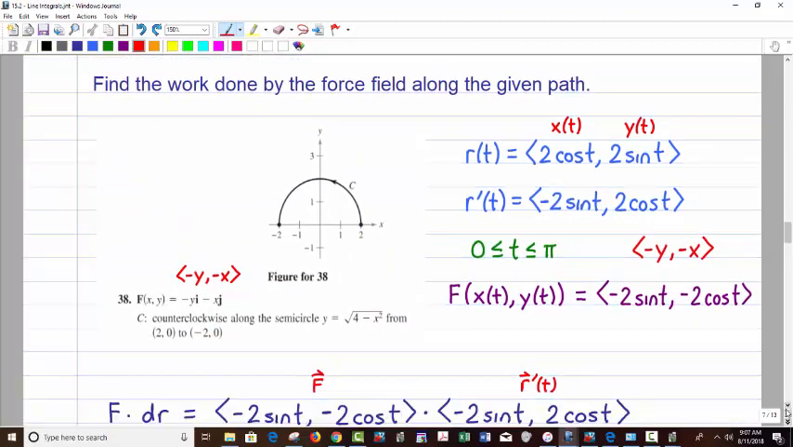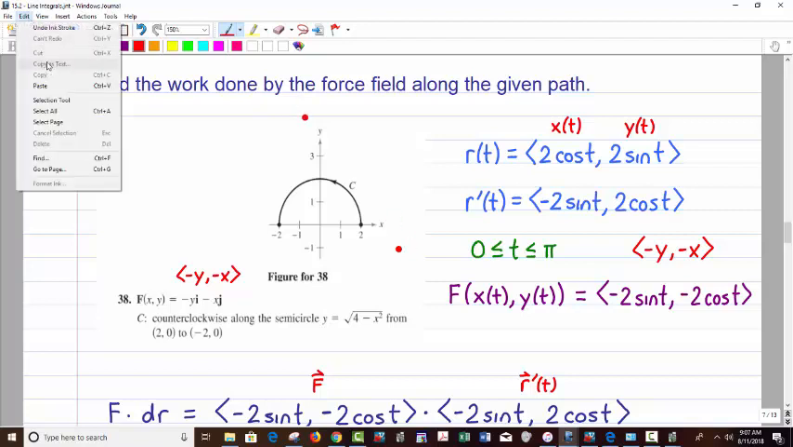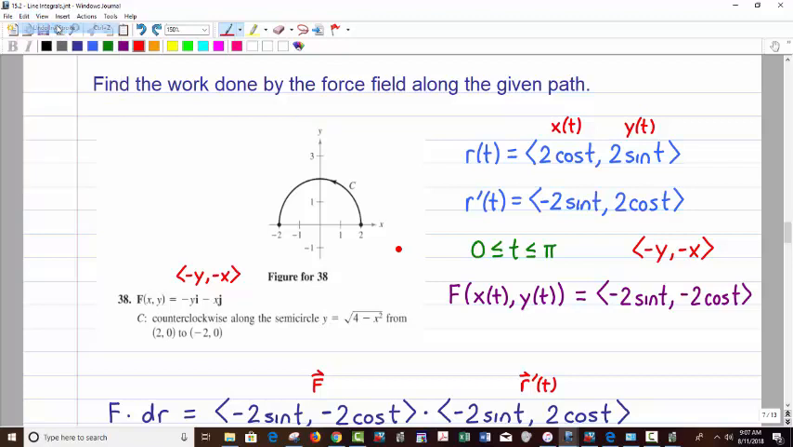So here's another circular one. Same one as the one we just did, except the path is longer. So it's still 2 cos t, 2 sine t, because the radius is 2. And this time we're going a little farther, so we're going from 0 to pi.